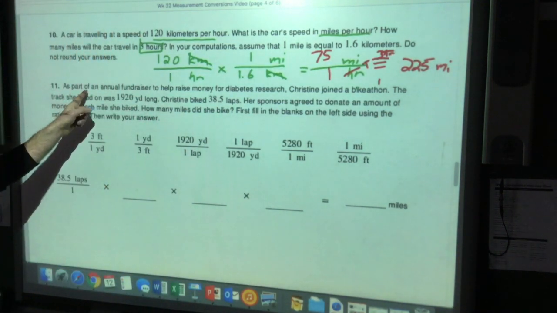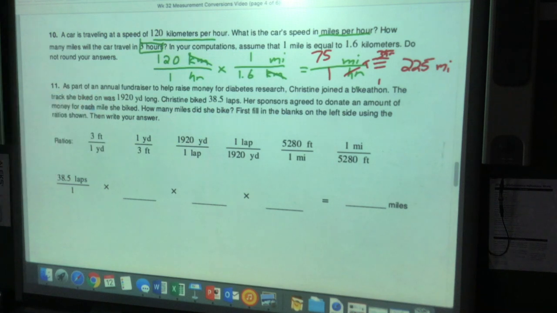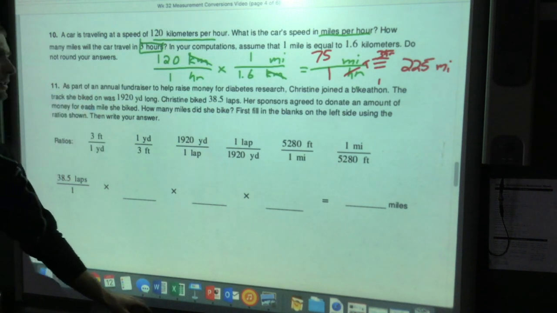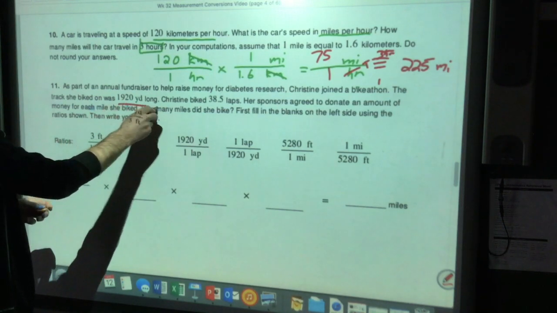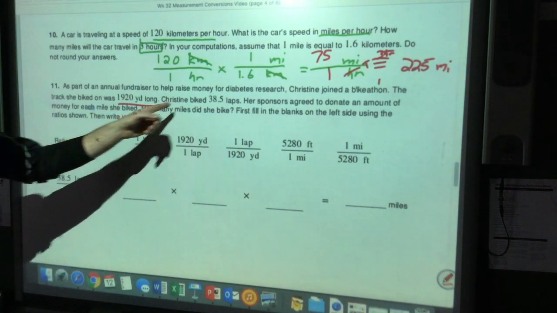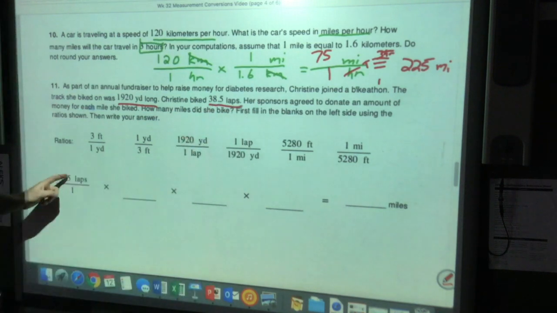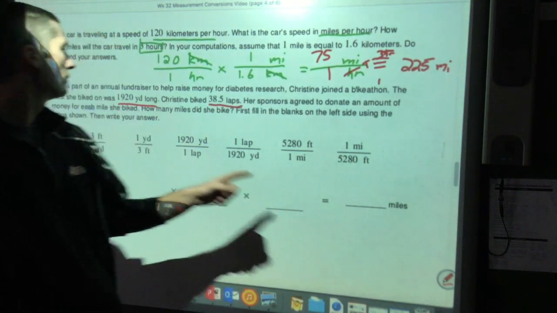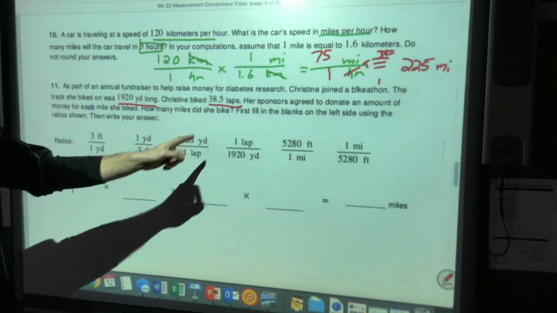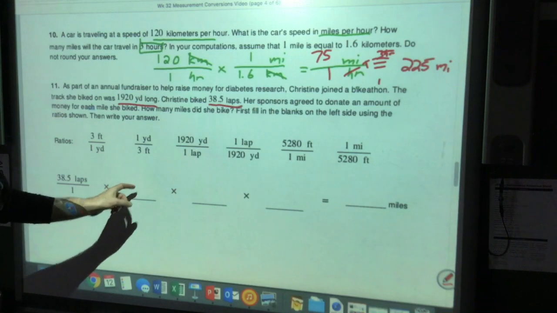Makes sense. As part of an annual fundraiser to help raise money for diabetes research, Christine joined a bike-a-thon. The track she biked on was 1,920 yards long. Christine biked 38.5 laps. Her sponsor agreed to donate an amount of money for each mile that she biked. How many miles did she bike? First, fill in the blanks on the left side using ratios, then write your answer.